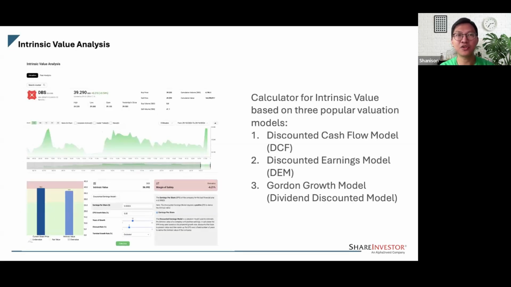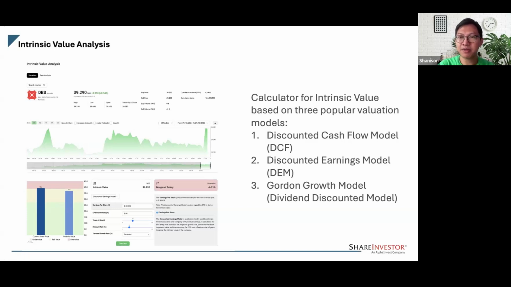And the last part is the intrinsic value analysis. Basically, it's a calculator. It tries to calculate the intrinsic value based on three popular valuation models. The first one is the discounted cash flow model. It's a very popular model. For those who have been investing in the markets for quite some time, I think you should probably have heard about that, DCF. The discounted earnings model is basically a discount based on the earnings. And the last one is the Gordon growth model. The other name is the dividend discount model.